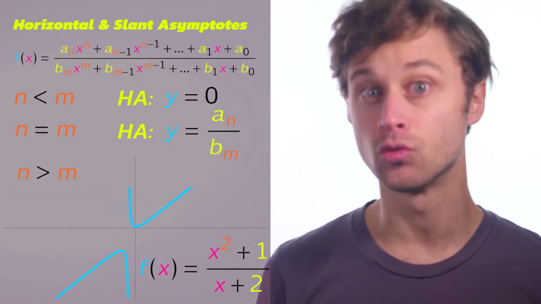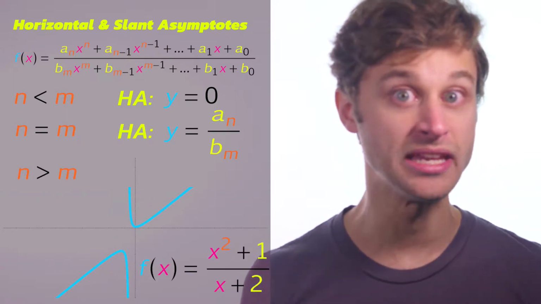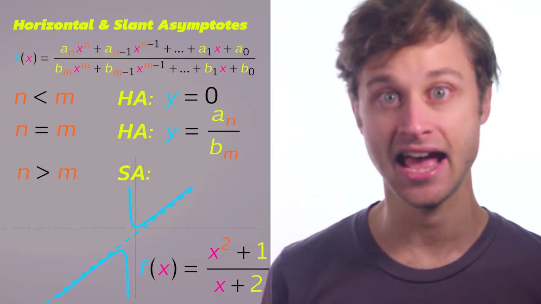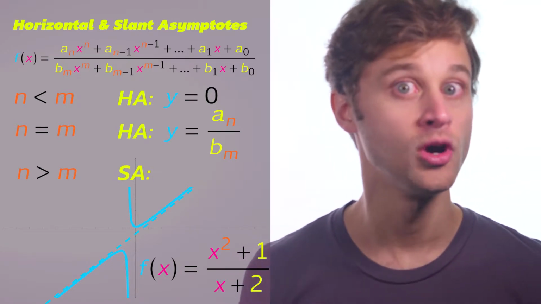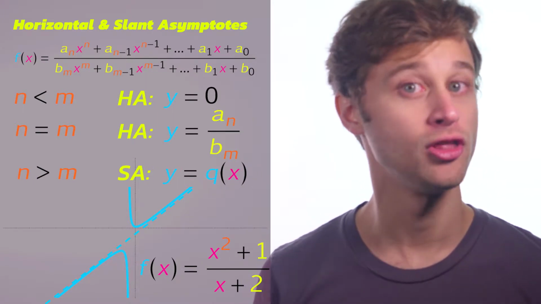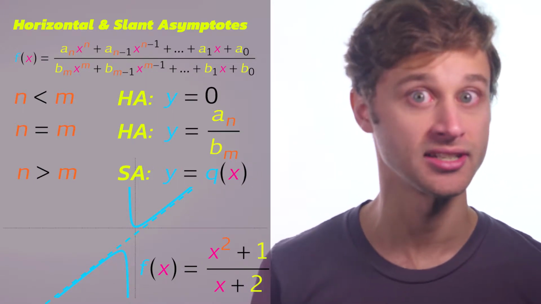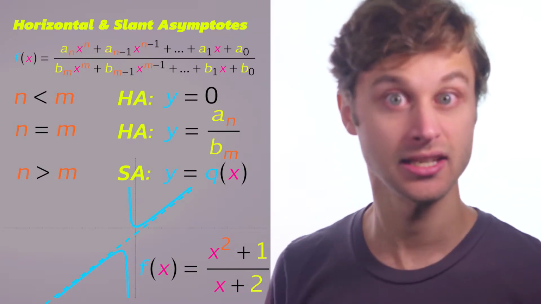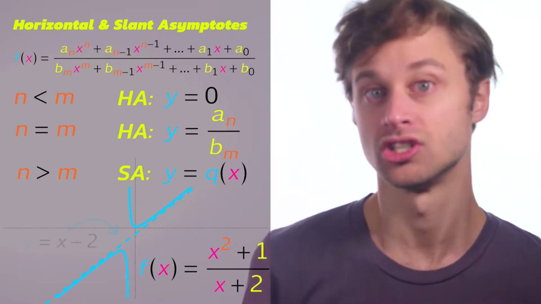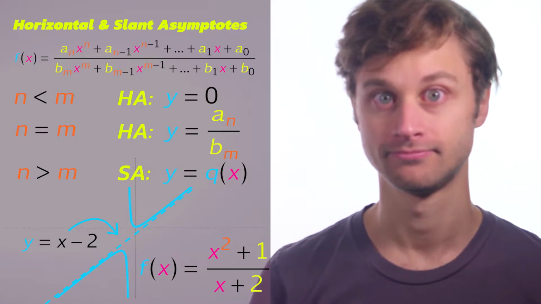If n is greater than m, then the function is said to be top-heavy, and we get a slant asymptote. That slant asymptote is equivalent to the quotient of the numerator divided by the denominator. We can find that quotient by doing some long division and neglecting the remainder. That quotient is our slant asymptote.